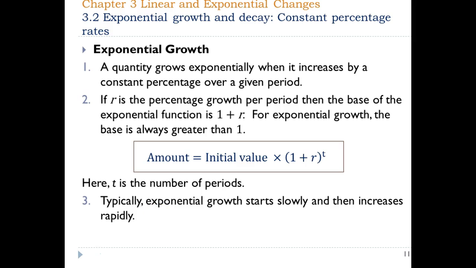Exponential growth. A quantity grows exponentially when it increases by a constant percentage over a given period. If r is a percentage growth per period, then the base of the exponential function is 1 plus r. For exponential growth, the base is always greater than 1. The amount is equal to initial value times 1 plus r to the power of t. Here t is the number of periods.